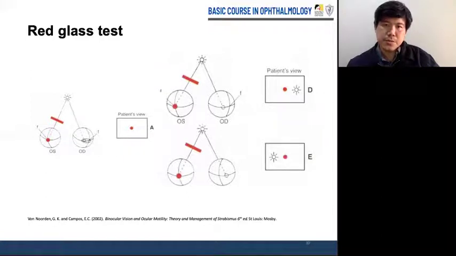So for letter D, there are two perceived lights, indicating a diplopia. Since the white light is on the right side here, the side without the red glass, the diplopia is uncrossed, as opposed to letter E, where the white light is on the left field, which makes it a crossed diplopia.